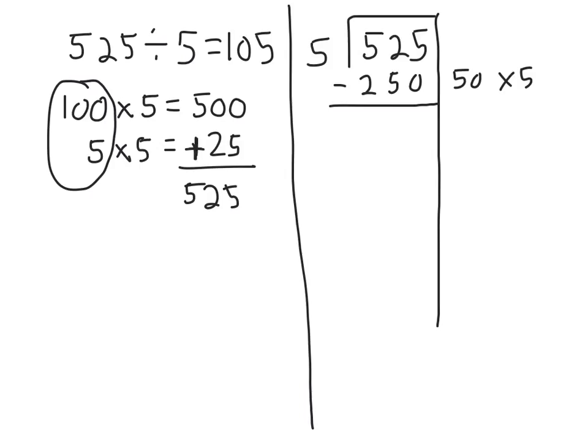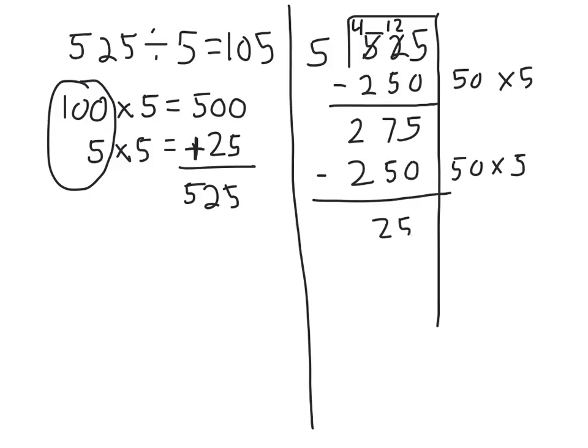Now in this case, this might be one of the reasons that students don't like this strategy as well, because you do have to do subtraction, which means you might have to regroup. I can't do 2 minus 5, so I have to go next door and make that exchange. So 12 minus 5, that's going to be 7. 4 minus 2 is 2, so I'm at 275. I can do another 50 times 5. That's 250. Subtract that off.